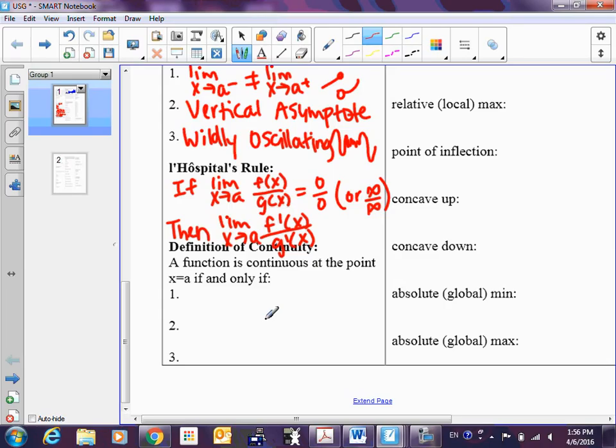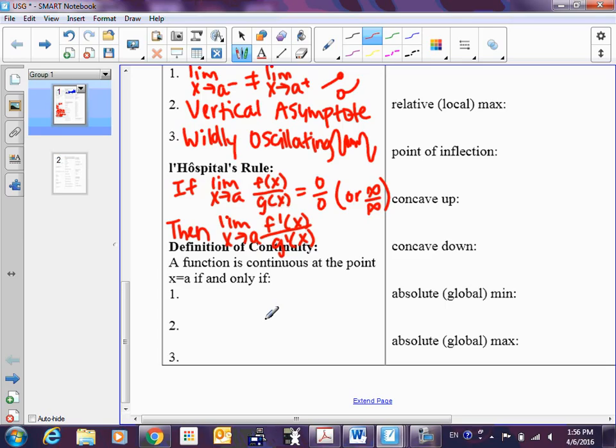If there's a hole there, we can still have a limit, but what would not happen in that case? And your hint is right up there on the board. It would not be continuous. Okay, so we have a couple of things happening here. In order for something to be continuous, the first thing that has to happen is we have to have a limit. The second thing is they have to meet at an actual point.